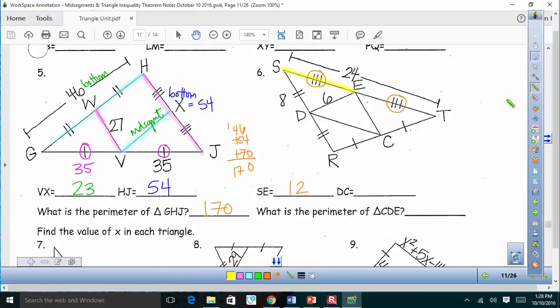Okay? The second thing that they asked me about is DC. So DC is right here. Is that a midsegment or a bottom? It's a what? Midsegment. Okay, and what is its bottom?